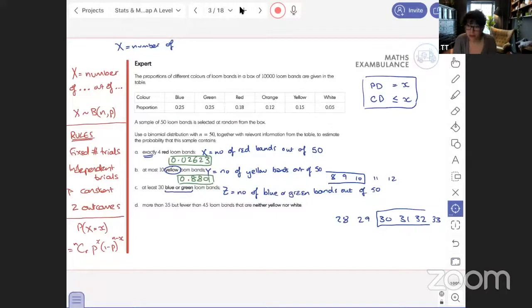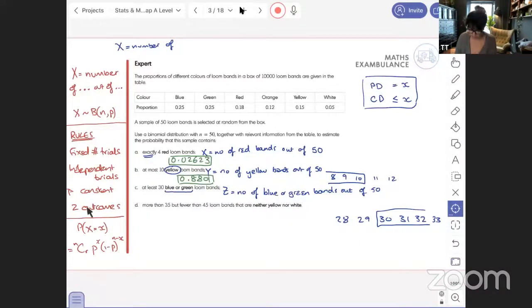Yep, Jacqueline's saying, could I work out, oh, no, Jacqueline, good point, can we do at least 30 blue and at least 30 green? That's going to be a different question, because if you did, what's the chance of getting at least 30 green, or, plus, at least 30 blue, then what you're saying is that they all have to be the same color.